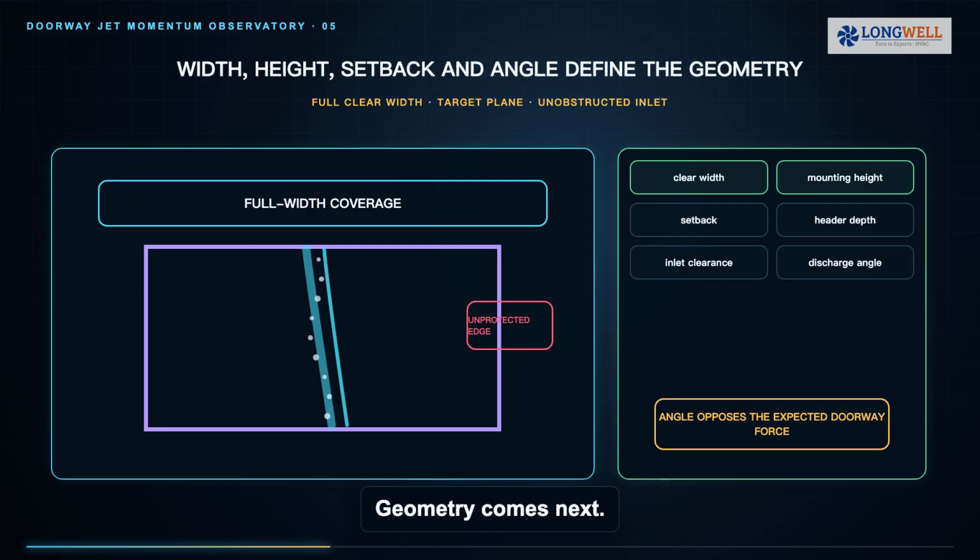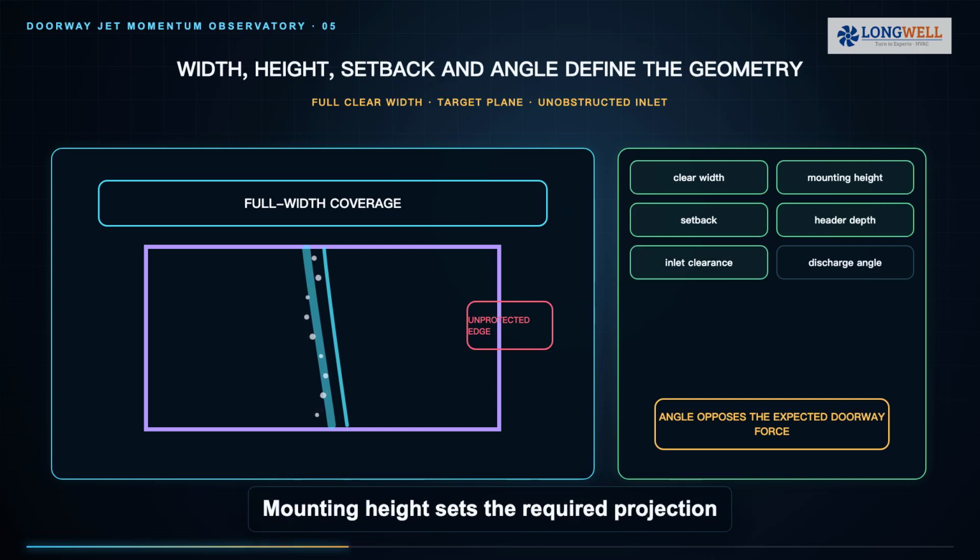Geometry comes next. The discharge must cover the full clear width without an unprotected edge. Mounting height sets the required projection distance. A setback, obstruction, deep header, or poor inlet clearance can distort the sheet before it enters the doorway. The discharge angle is an engineering adjustment, not a decorative feature. It is used to oppose the expected cross-door pressure while avoiding an unstable jet.